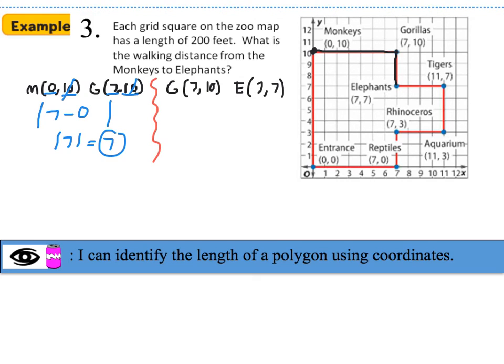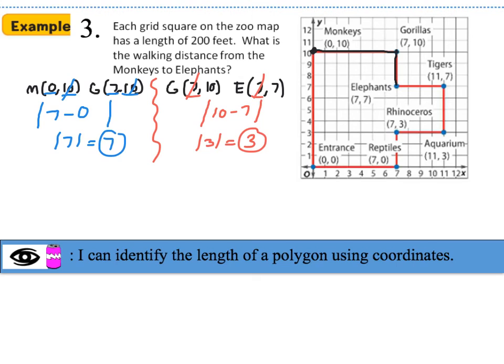So let's go ahead and figure out how far it is from the gorillas to the elephants now. So I've listed the ordered pairs from the gorillas to the elephants. And I'm going to take note that the x coordinates are now the same. So I'm going to cross out the x coordinates, and I want to figure out the distance from the y coordinates. So I'm going to take the absolute value sign and take 10 subtracted from 7. So 10 minus 7, and the absolute value of that is equal to 3.